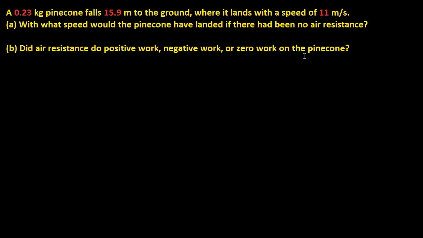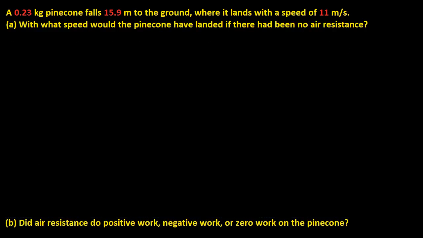Oh, we have a problem. Our WebAssign is asking us at what speed the pinecone would have landed if there had been no air resistance. It's giving us that there's a pinecone that fell with air resistance at 11 meters per second, a height of 15.9, and a mass of 0.23. Let's disregard part B for now and focus on part A real quick.